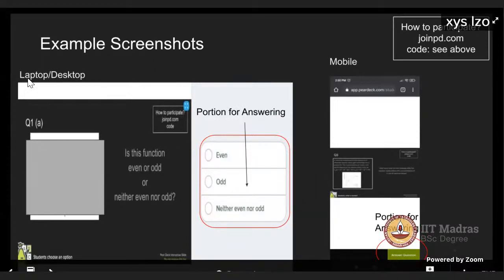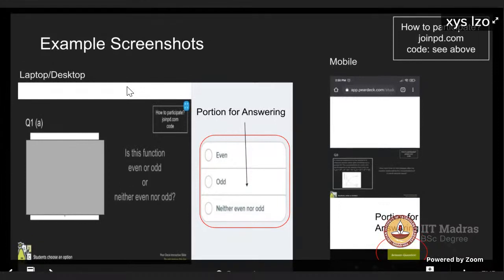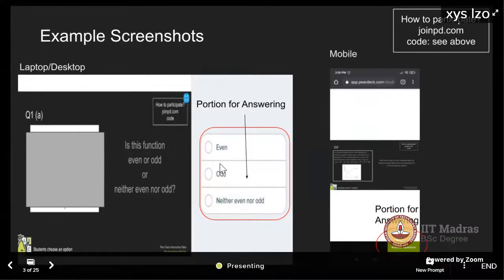Am I audible? Hello. Yes, sir, you are audible. Okay, so everyone please join. Let's just wait for a minute so every one of you can join. We can start.